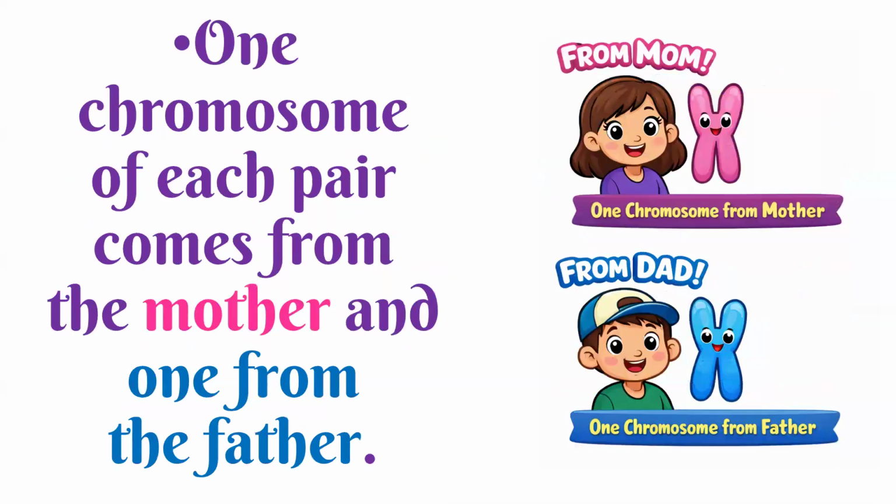One chromosome of each pair comes from the mother. So among each pair, one is from the father and one is from the mother. So 23 pairs are there, and one of each comes from the father, one from the mother.